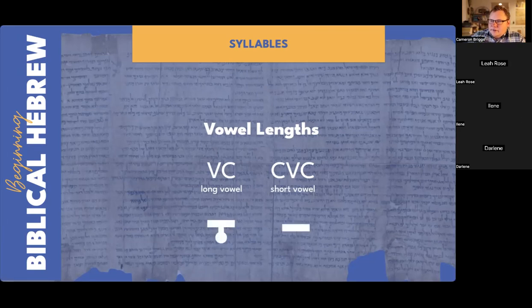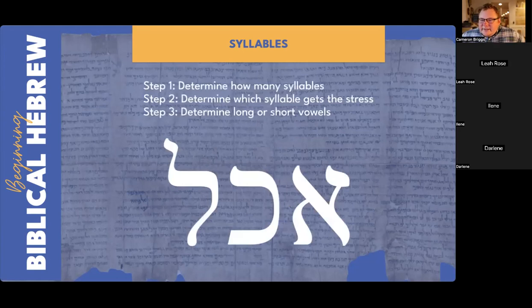Taking a look at those, kamats is the longer sound of that hey column, and so it's going to be associated with the open syllable. The patach is a shorter version of it, and so that one gets squished in between the 2 consonants. So let's take some practice examples here.